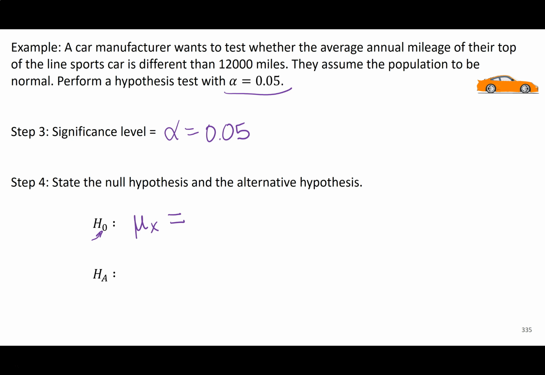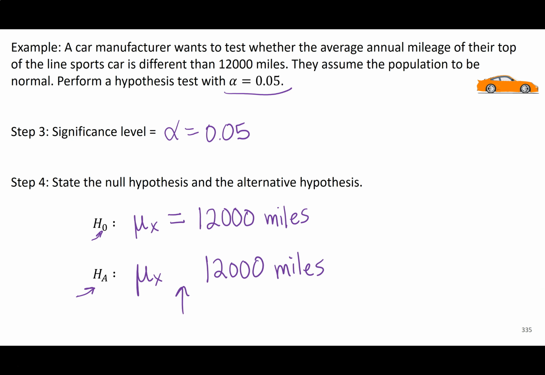It wouldn't be interesting if it was exactly 12,000 miles. So 12,000 miles is my claimed null value here. For my alternative, the setup will look very similar. Same parameter, still going to have 12,000 miles here. The thing that's going to change is the sign, and the sign is going to be based on what they say.